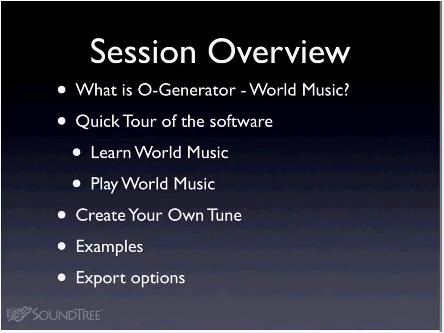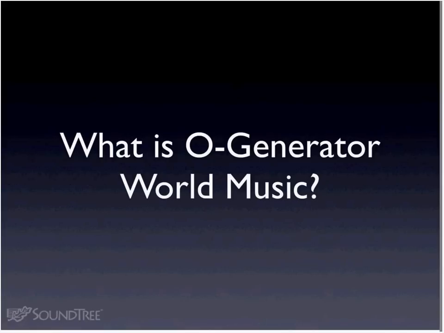So tonight's overview is we're going to first talk about what O Generator World Music is. Then we're going to take a tour of the software, and this software is different than Learning to Compose in that there's two completely separate programs included in the software. We are going to look at learning world music, and we're going to look at playing world music. And then we're going to go through the process of creating our own tune. I'll play you some examples that have already been created by the folks at O Generator, and then talk about some export options and the kind of things you can do once you're finished in the software. What can you do with it? I think you're going to find this to be a very unique piece of software, perfect for the non-traditional music student as well as those who are traditional.